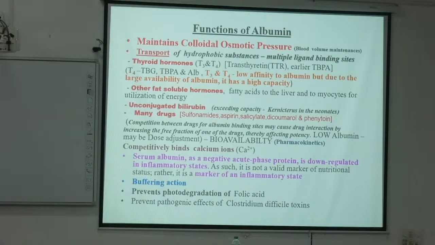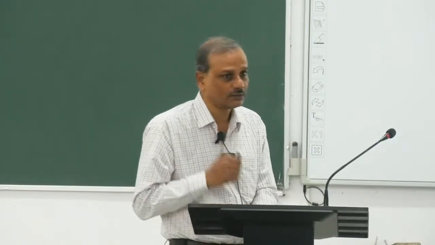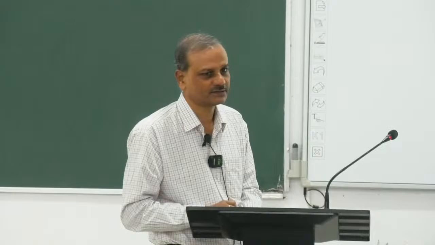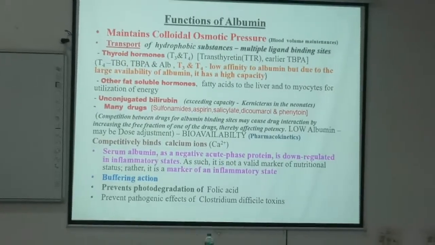I want you to first tell that this maintains colloidal osmotic pressure. Transport of hydrophobic substances which are not soluble in water, multiple ligand binding sites, thyroid hormones. Although for thyroid hormones we have thyroxine binding globulin, a part of T3 and T4 is transported by albumin, and for T4 binding there are TBG and TBPA. Other fat soluble hormones are transported. Unconjugated bilirubin is transported, as I told you during the bilirubin class. Many drugs I told repeatedly, and there will be competition for the binding site between the drug and the endogenous substances.